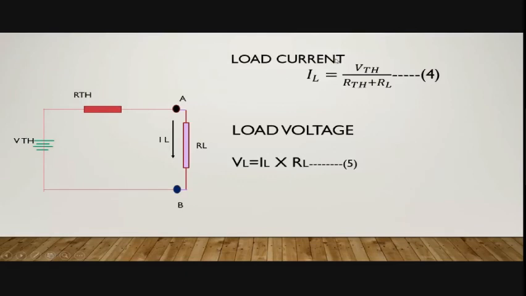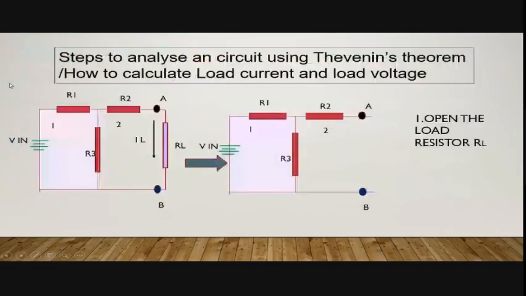So if you know the load current IL, then you can find the load voltage also. That is IL into RL. This current into resistance will give you the load voltage, and that is what we wanted to find, is it not? What was our aim? Our aim was to calculate the load current and load voltage using Thevenin's theorem. So this is how you can simplify a complicated circuit and find the load current and load voltage, as well as find the Thevenin resistance and the Thevenin voltage.